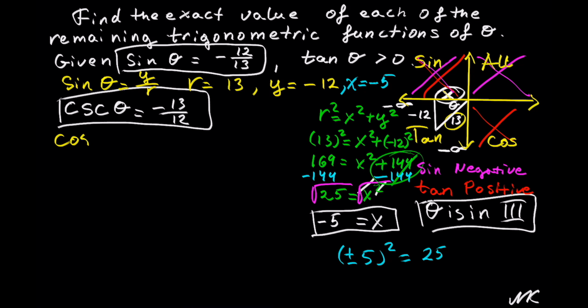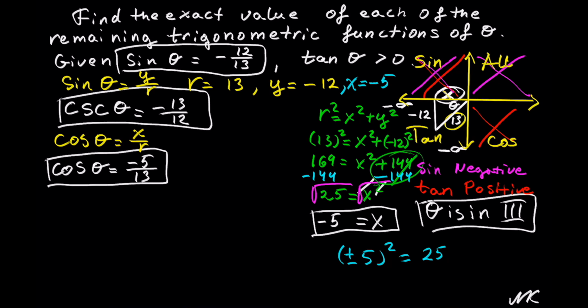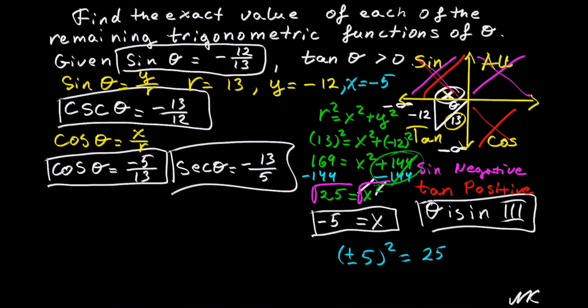We know that cosine of theta is x out of r. So cosine of theta is equal to x is -5 out of r is 13. So cosine of theta is -5 out of 13. Once we have cosine, we have secant of theta, which is a reciprocal of that. So reciprocal of -5 out of 13 is -13 out of 5. So secant of theta is -13 out of 5.